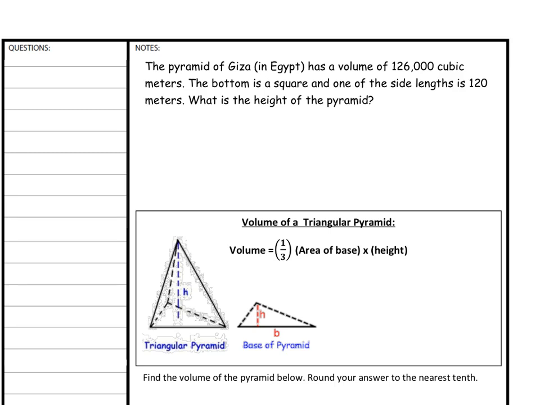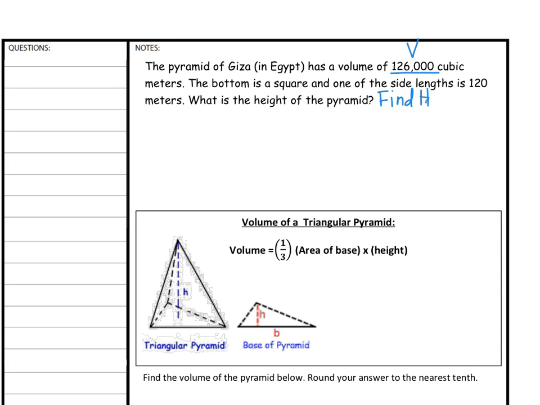On the back we have a word problem. Let's read it together. The Pyramid of Giza in Egypt has a volume of 126,000 cubic meters. So I'm going to label that this number is the volume, or V. The bottom is a square, and one of the side lengths is 120 meters. So the bottom of this pyramid is a square this time. What is the height of the pyramid? So they're asking me to find the height, or find H.